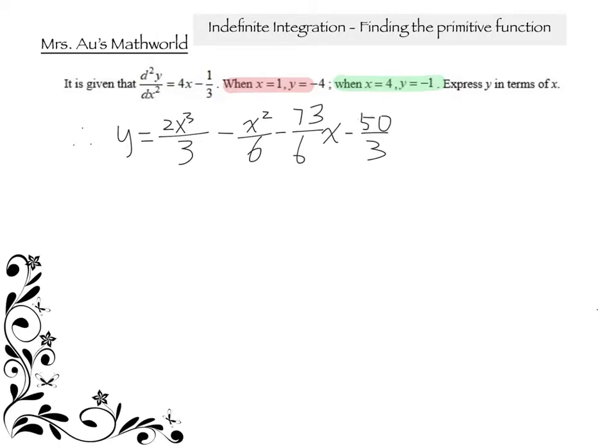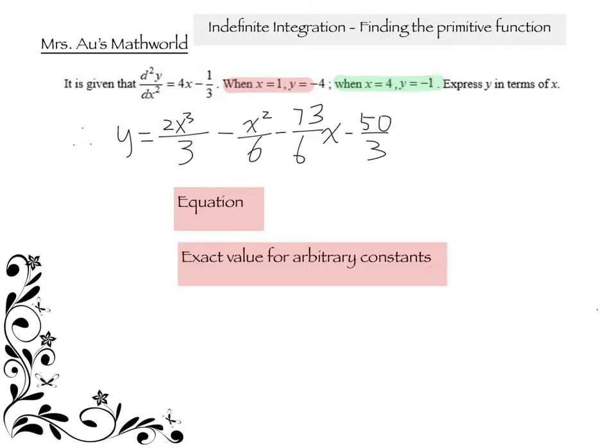Please bear in mind that this is an equation. So when it is an equation, c and c1 are no longer arbitrary constants, because we can find them. So this time, finding the primitive function also means that we are able to find the equation.